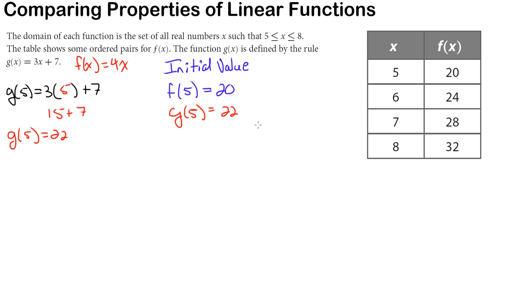Now we can also compare the domain and range for each function, but both of these functions have the same domain already. X is greater than or equal to 5 and less than or equal to 8. So let's just focus on the range. We already have the range here for f of x. We see that the lowest range value is 20 and the highest range value is 32.